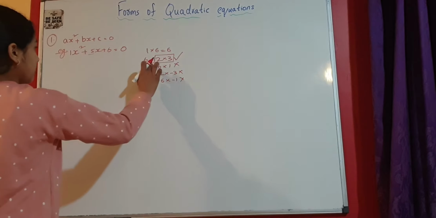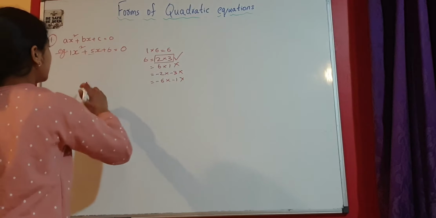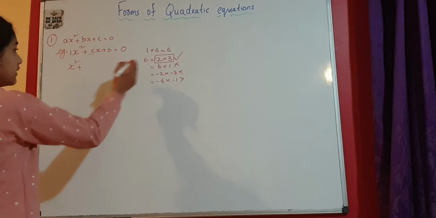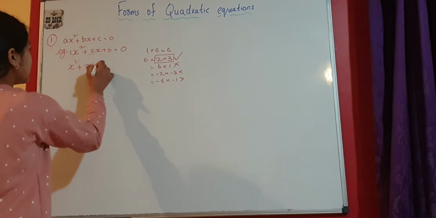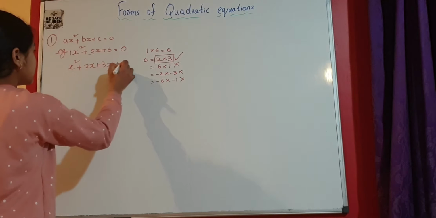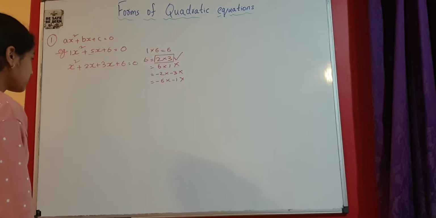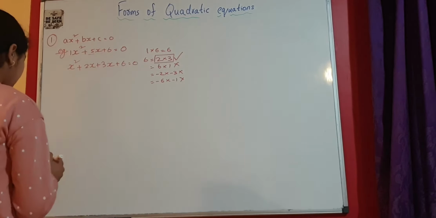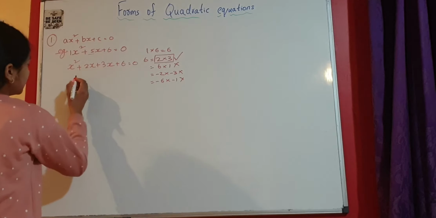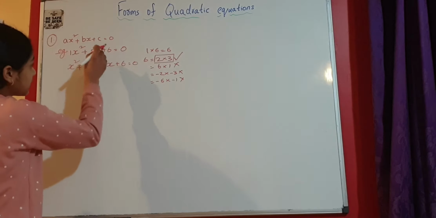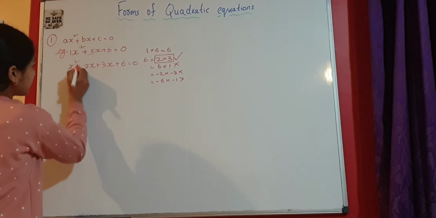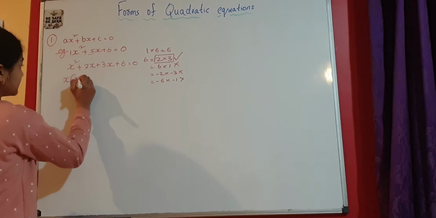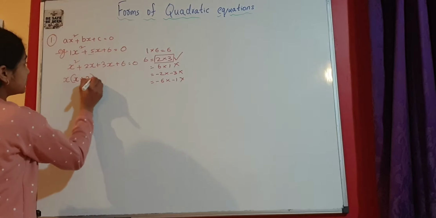So x square plus, you need to substitute. So it can be written as 2x plus 3x plus 6 is equal to 0. 2x plus 3x is 5x. So it's the same thing. Next, we need to factorize. How? We have to take some common factors. So in x square plus 2x, the common factor is x. So x times x is x plus x times 2 is 2x.